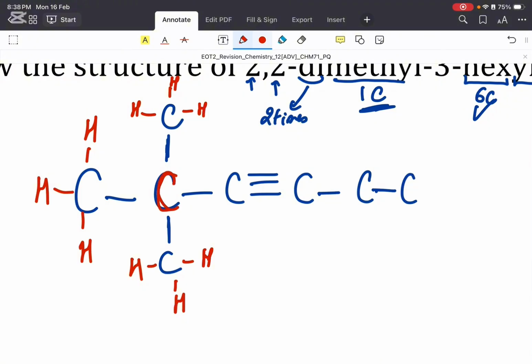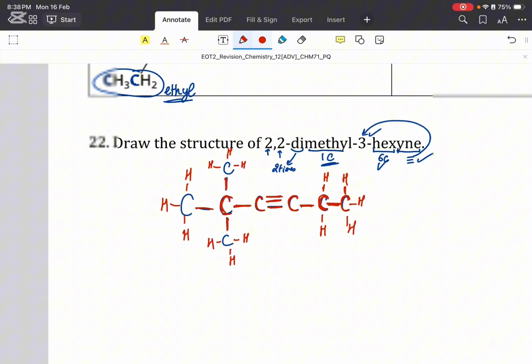This carbon, no more hydrogens because 1, 2, 3, and 4 bonds. Also this one, 1, 2, 3, and 4. Saturated. Enough. It cannot take any more hydrogens. Now this carbon, 1, 2, 3, and 4. It can't take any more hydrogens. This carbon, 1, 2, 3, and 4. This carbon, 1, 2, 3, and 4.